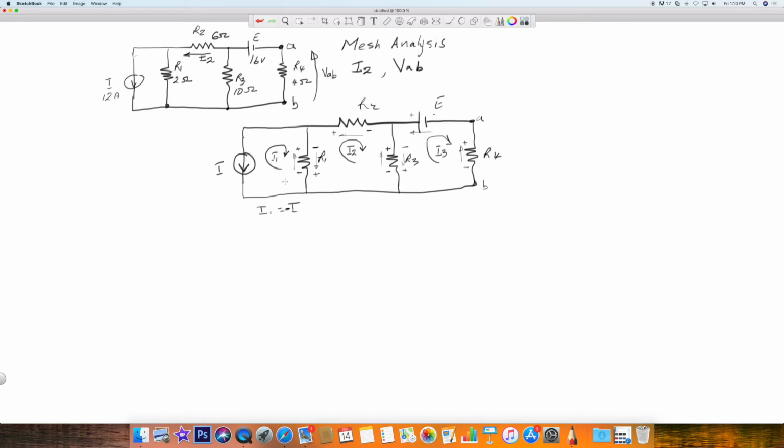So no matter which direction you pick, just stay consistent. That's the key here. Based on these directions that I picked, I came to the conclusion that I1 is equal to I. That's a branch current here. So we're going to leave this one alone now.